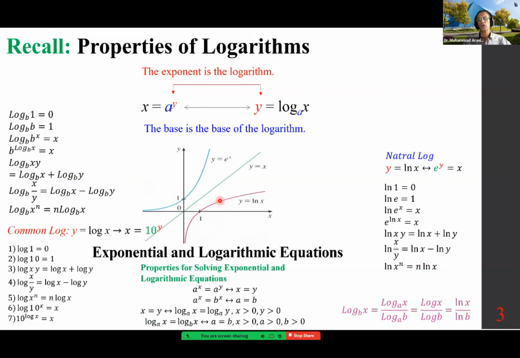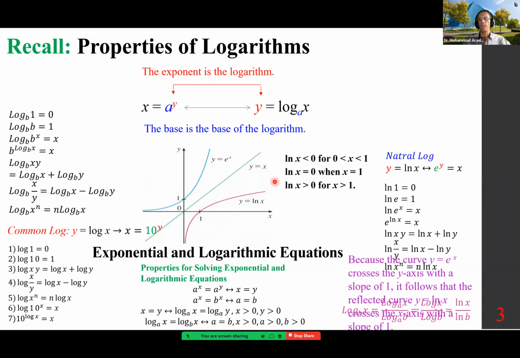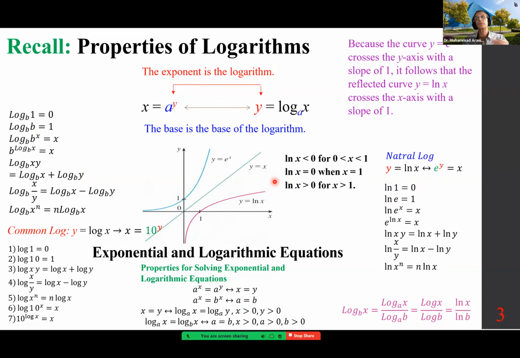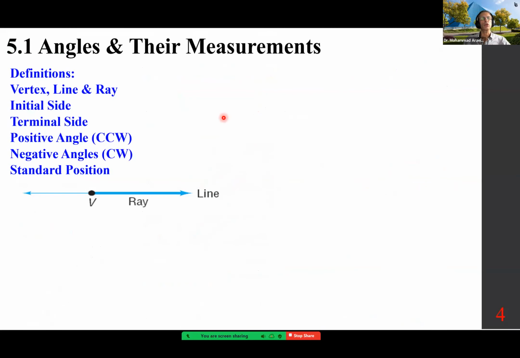And logarithmic functions and exponential functions are inverse functions, class. Because they are inverse, they are symmetric with respect to this line, y equals x. This is just to refresh your memory about what has been before you.